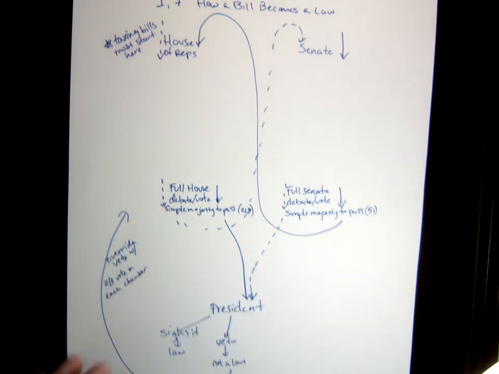So that would be 290 votes in the House and 67 in the Senate. So it's really hard to override a presidential veto. And people in Congress would try to send a bill that wouldn't be vetoed anyway.